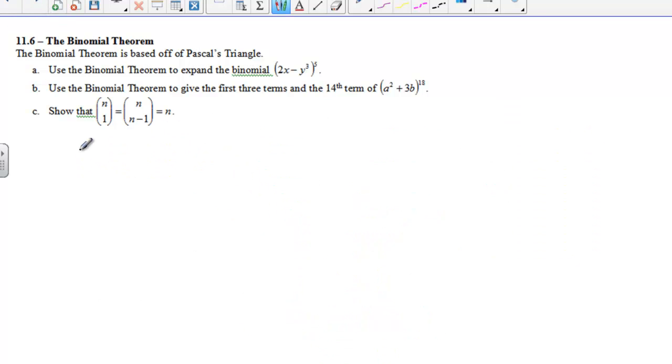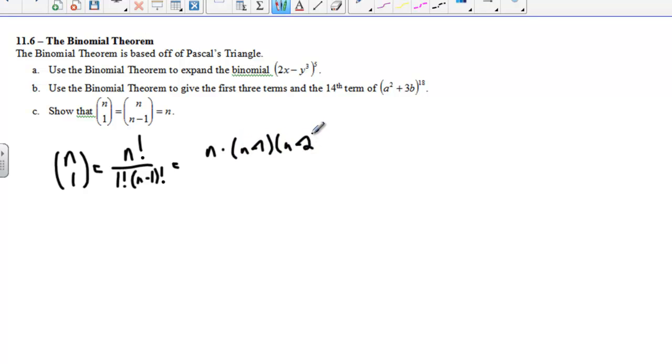And then the last part of this problem says, show that n over 1 equals n over n minus 1 equals n. And so simply I just write n over 1 equals n factorial over 1 factorial and then n minus 1 factorial. Now to write this out, I know n factorial is n times n minus 1 times n minus 2 dot dot dot all the way down to 2 times 1. 1 factorial is just 1, and n minus 1 factorial is n minus 1 times n minus 2 dot dot dot all the way down to 2 times 1.